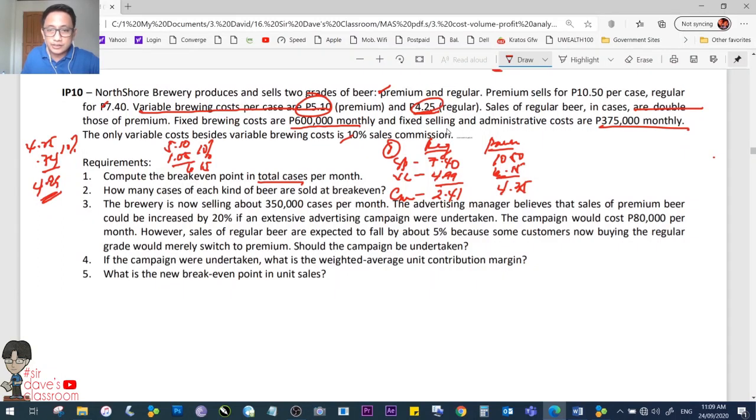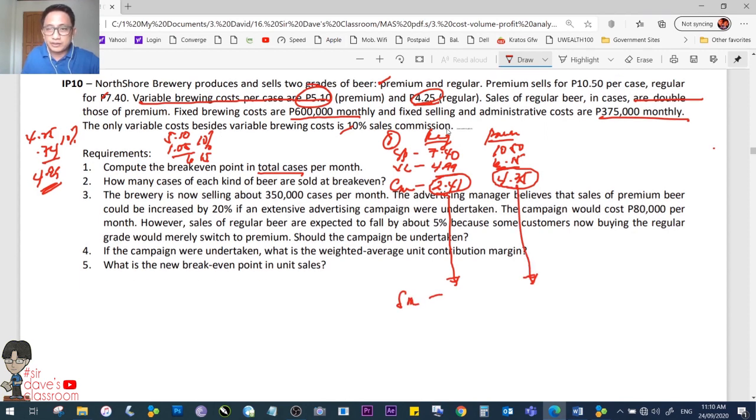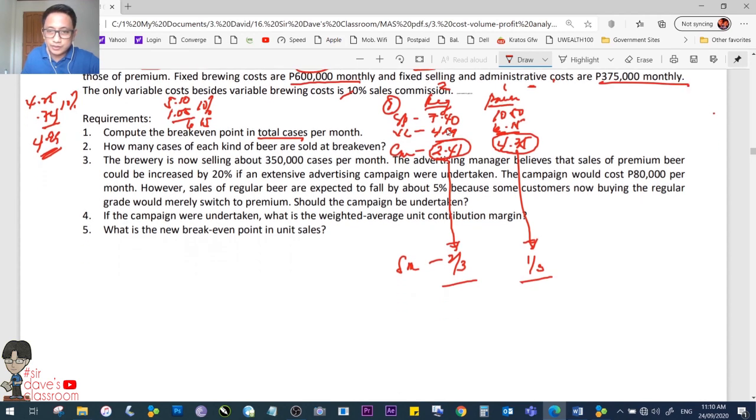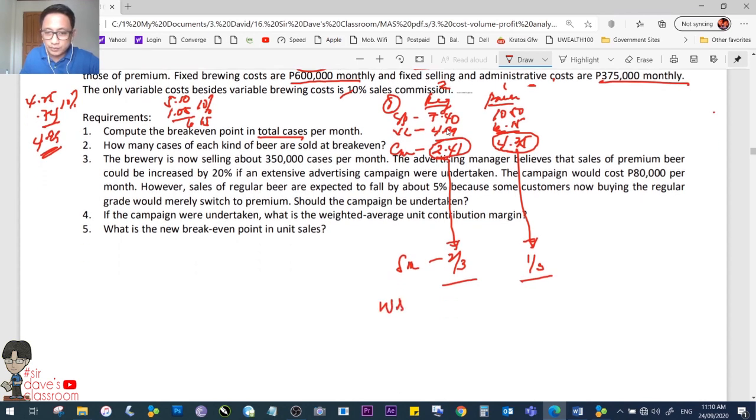And the procedure is to multiply the individual contribution margin per unit times the so-called sales mix. Ayan, sales mix. So in this case, ang sabi, sa bawat benta mo dun sa isa, dalawa naman ang nabibenta mo dun sa kabila. So, ibig sabihin, kung dalawa ang nabibenta mo kay regular at isa lang kay premium, the ratio is 2:1, or 2/3 for regular and 1/3 for premium. The sales mix is assumed to be constant for purposes of computing the weighted average contribution margin per unit. The sales mix given here is in units.